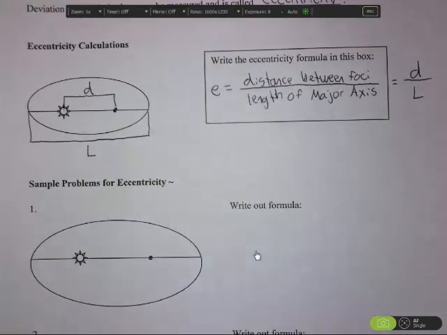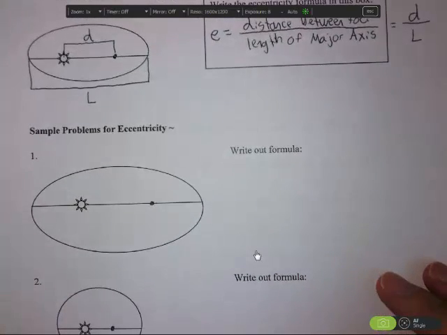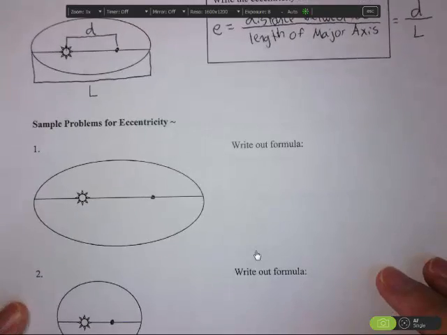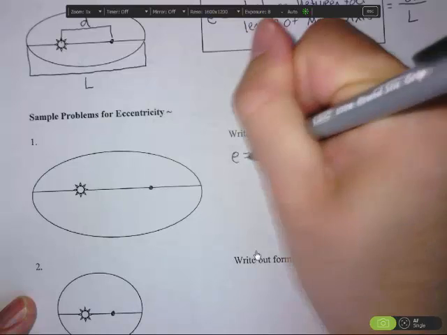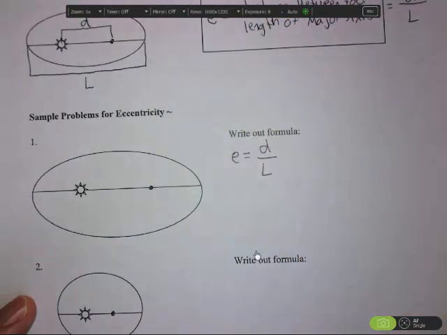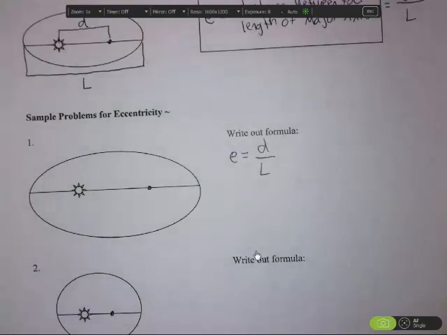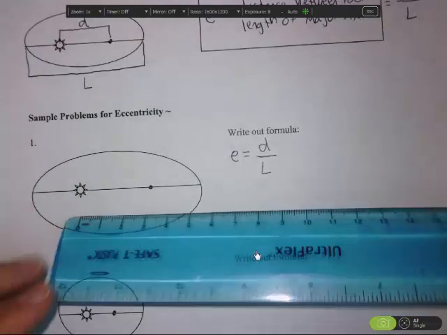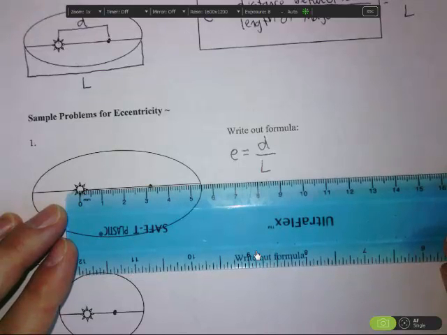So I'm going to get you guys started, and then you guys are going to do this on your own. But we're going to go ahead and do two problems here. So first off, the formula is E is equal to D divided by L. So I'm going to measure. You guys are going to do this too, but I'm just going to get you started because I really want to be specific so you guys can see what I'm doing.